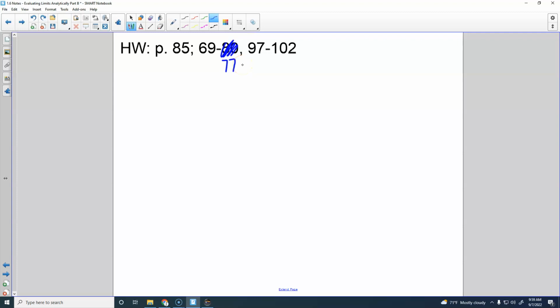97 through 102 is squeeze theorem stuff. It's going to ask you to graph it. You don't have to draw those graphs. You can just look at it. Desmos will be easier to look at. It's fine with me if you want to use that because it's not a big thing to learn.